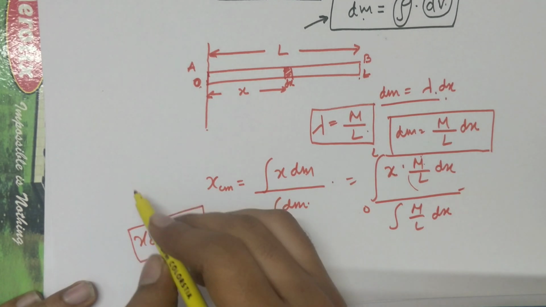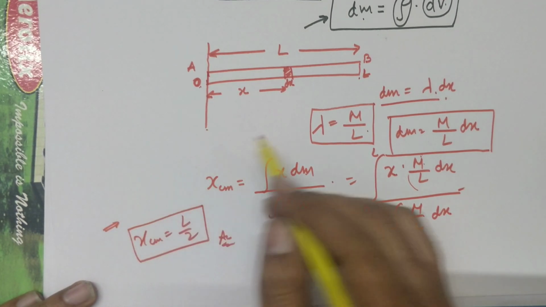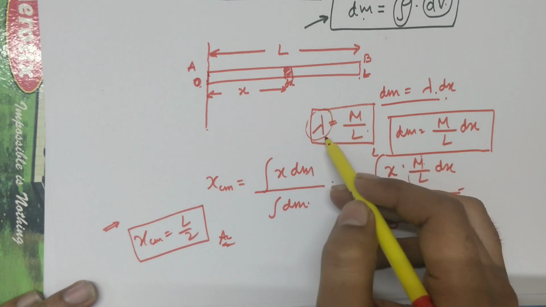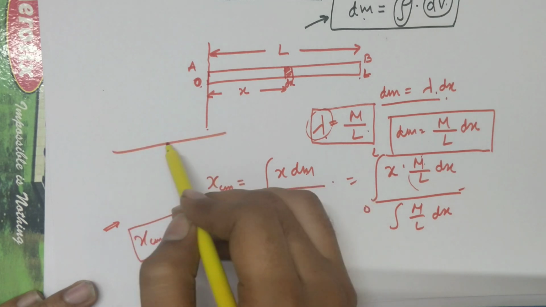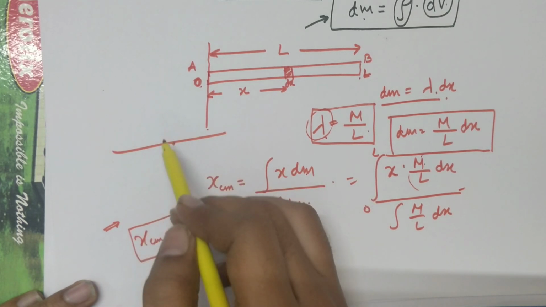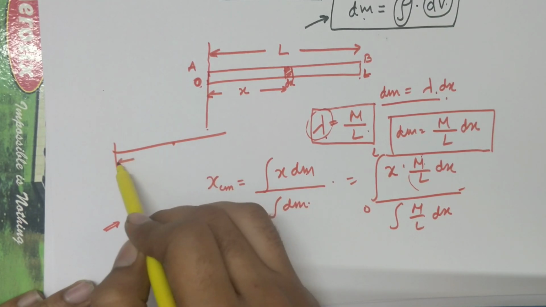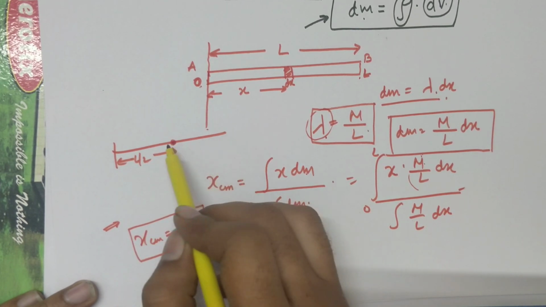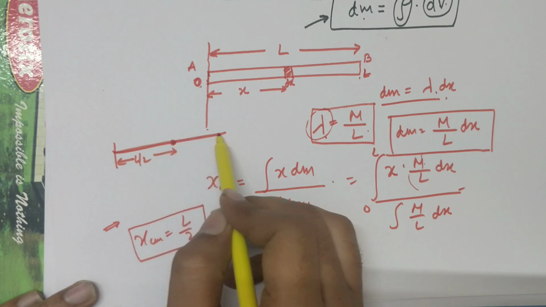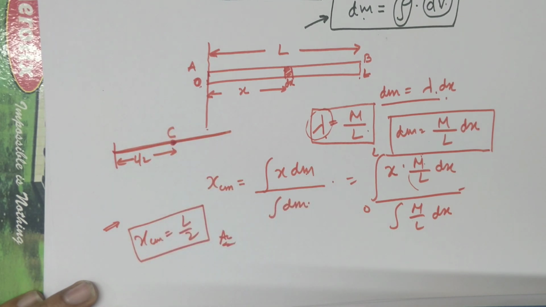Okay, so for the linear bodies where we use linear mass density, only the x coordinate is important because there is nothing in the other direction. So from here this will be L by 2. So the center of mass will be at the center of the rod. Let this be seen.